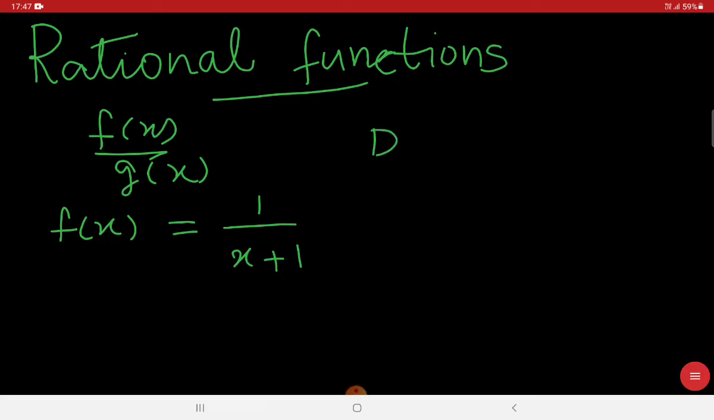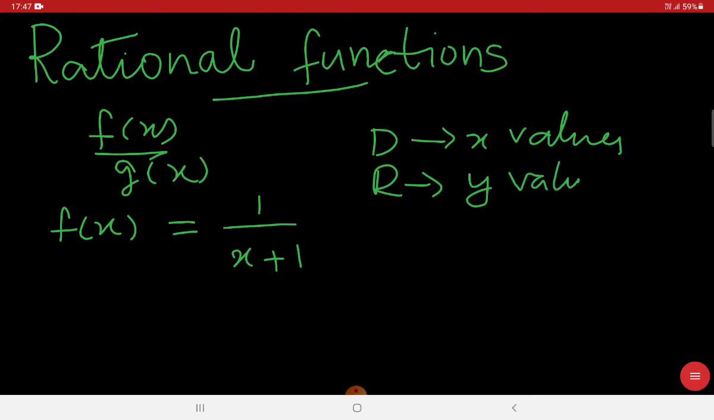Domain means all x values. What are the values for x? And range means it is the y values. Okay.